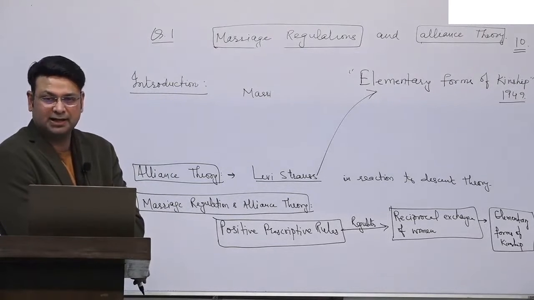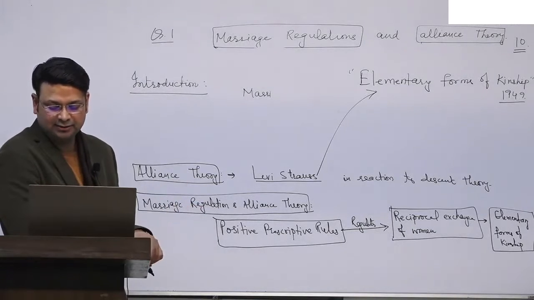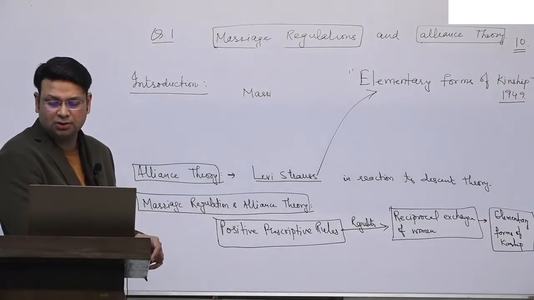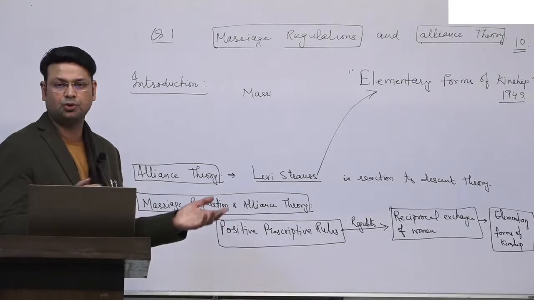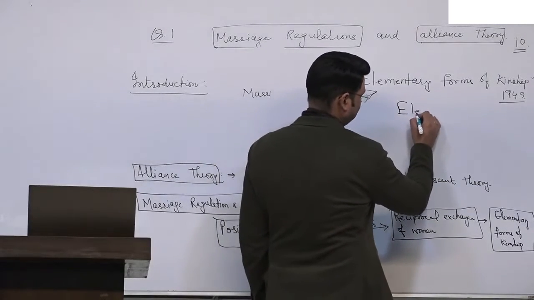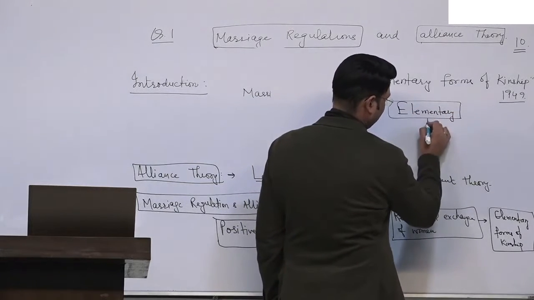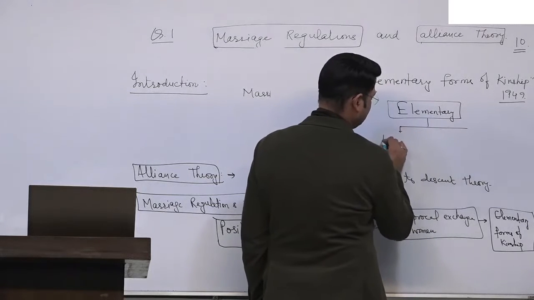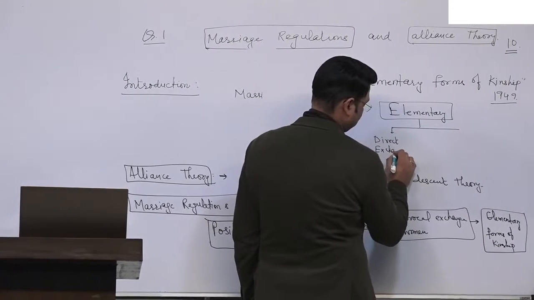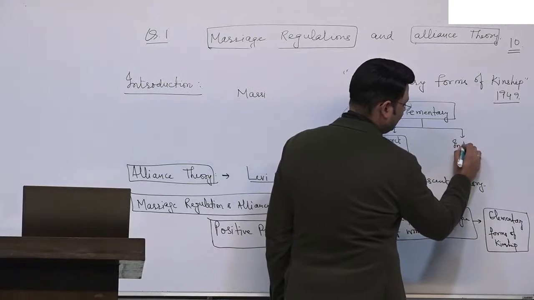If you want, you can explain a little bit on this elementary form of kinship, how marriage makes the elementary form of kinship. So you can write about direct restricted exchange or generalized exchange, that I believe all of you know. So elementary structures can be of two types: one formed by direct exchange, other formed by indirect exchange.